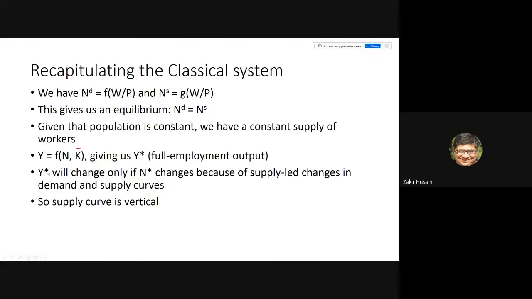And the production function is a function of labor and capital. The capital, as you can see from the bar, is constant. So that means output is a function of the labor employed. Now, given that population is constant in the short run, we have a constant supply of potential workers. The actual number of workers will obviously be given by the intersection of the demand and supply curves for labor.